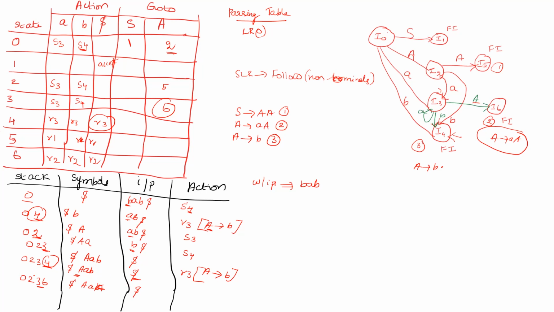And now we have to check on, so whenever there is a reduce, this has to be popped out, right? This has to be popped out. So now we are popping this out. So this we are popping it out, this 6.